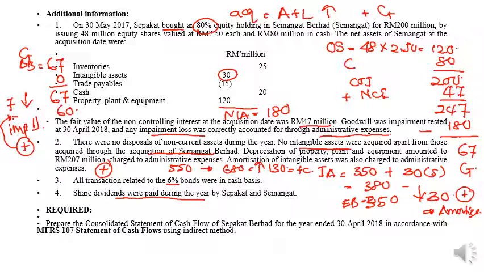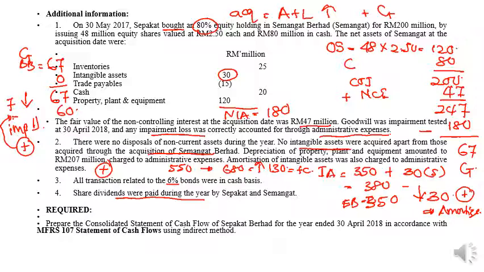So impairment loss is a part of your administrative expense. There is no cash involved, so you need to add back this 7,000. Okay, that is what you have for the acquisitions here. And then they said that there is no disposal of non-current asset during the year. No intangible assets were acquired apart from those acquired from the acquisition of Semangat. So the intangible asset that we have in Semangat here is 30.